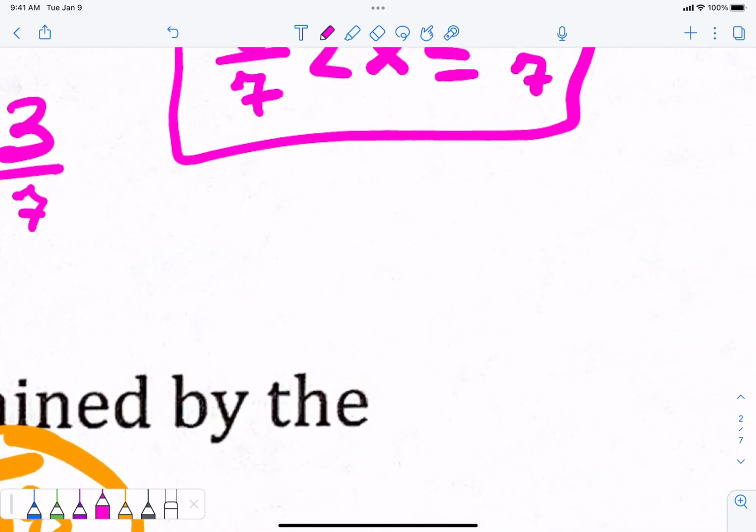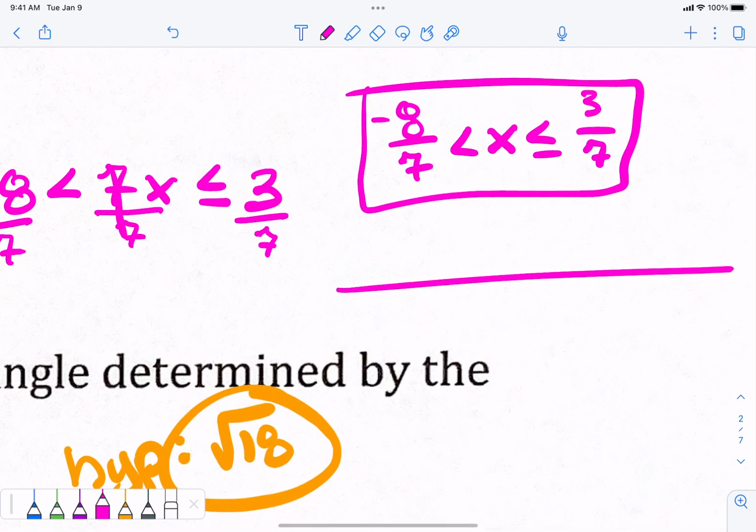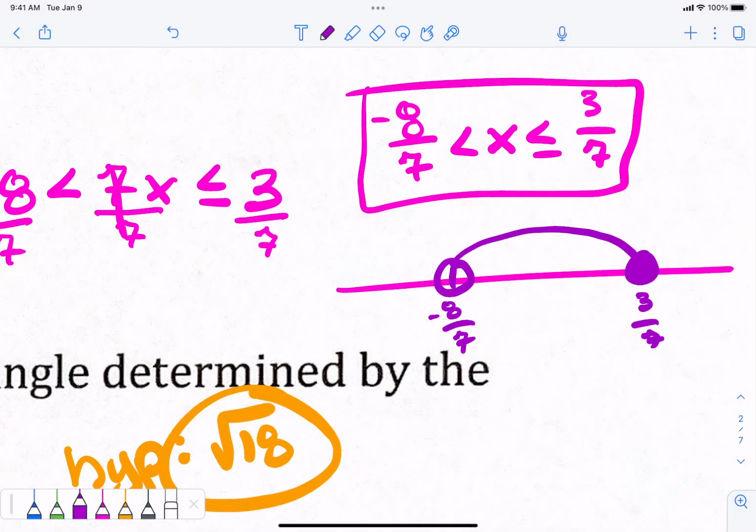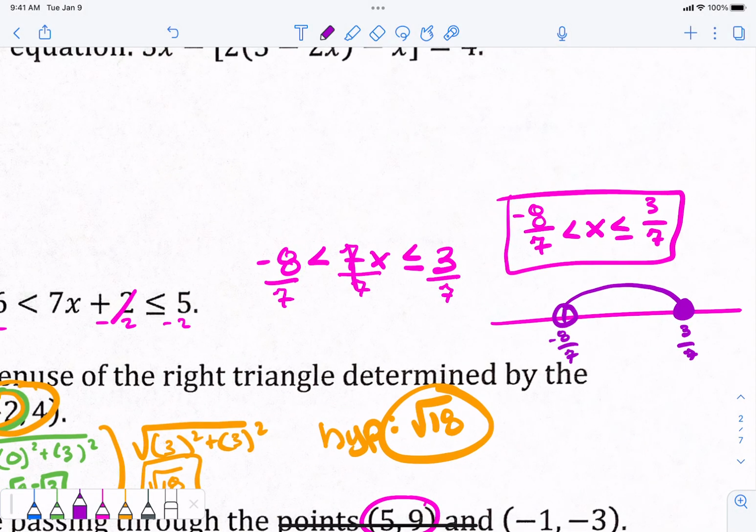Now we can graph it, so I'm just going to put it on a number line. I'm going to put -8 over 7 here, and 3 over 7 here. Open circle, closed circle: open on the left, closed on the right. Connected or away from? Connected, it's in between those 2. So that one I can get away with doing all at one shot. Otherwise, I'd have to separate it out.